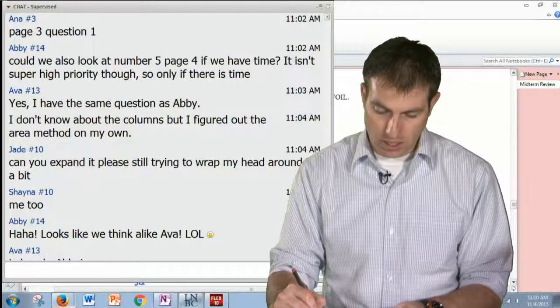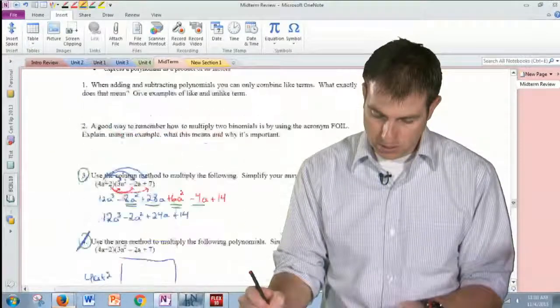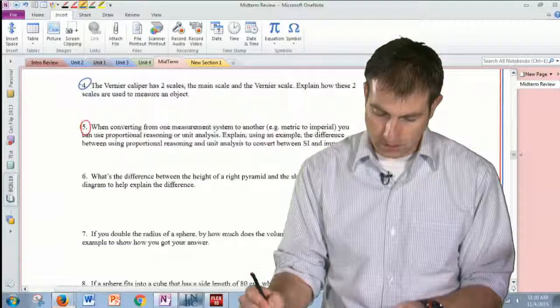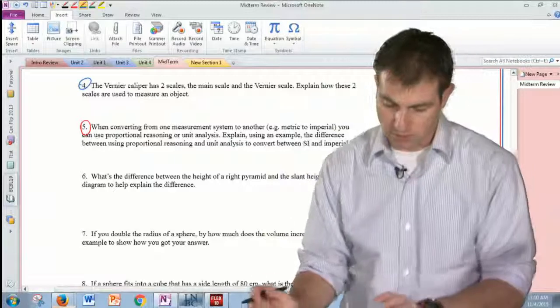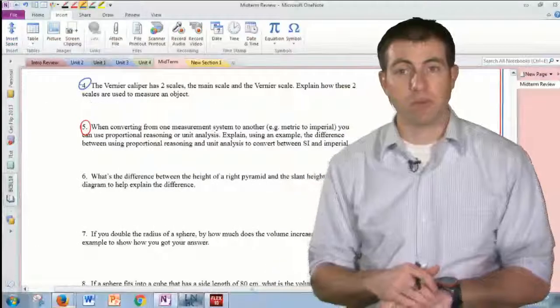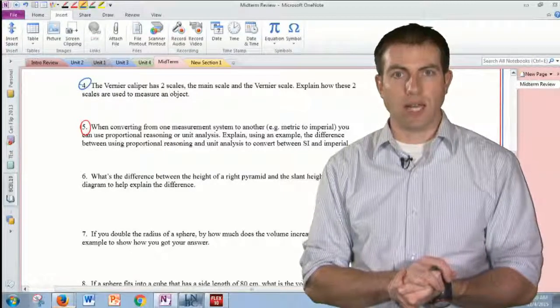Page 5, number 5, page 4, we definitely have time. Number 5, page 4. Oh, I circled it, but I never actually did it. I got caught up in the caliper and the micrometer questions. Sorry about that. When converting from one measurement system to another, you use proportional reasoning or unit analysis. Explain, using different examples, the difference between proportional reasoning and unit analysis. Now, when I did these type of questions, I almost exclusively did unit analysis.